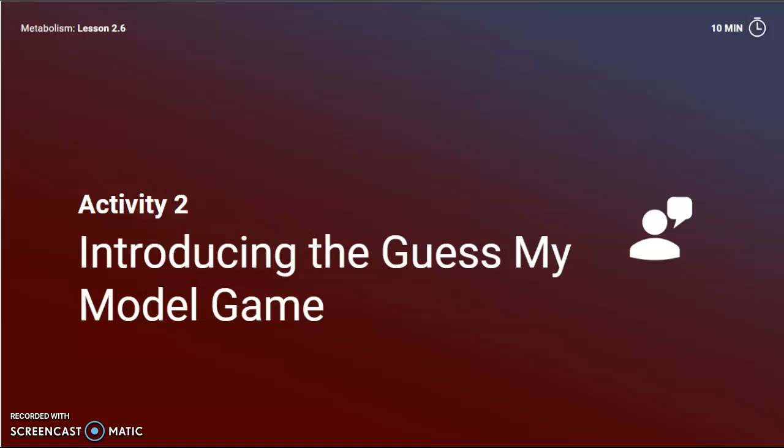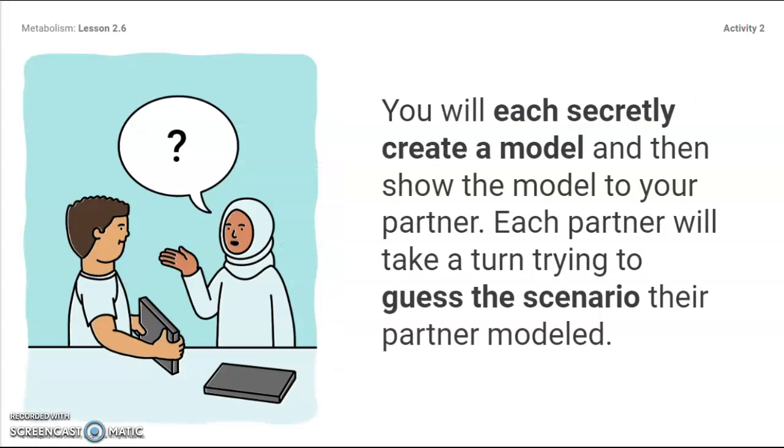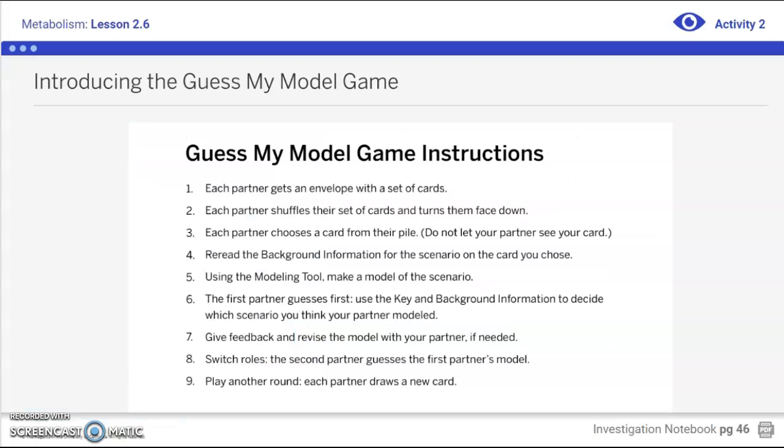So we're going to jump into activity 2. And I'm going to introduce this game to you guys. So you and your partner will play a game where you create models that show different scenarios. Now, this person also needs to be in the same color group that you're in, and they also need to be finished with their critical juncture, or they won't know what color they're actually in until they're done with their critical juncture. So you are going to play with your partner and create those models of different scenarios that could happen inside the body. You're going to secretly create a model and then show your partner and see if they can try to guess the scenario that you created.